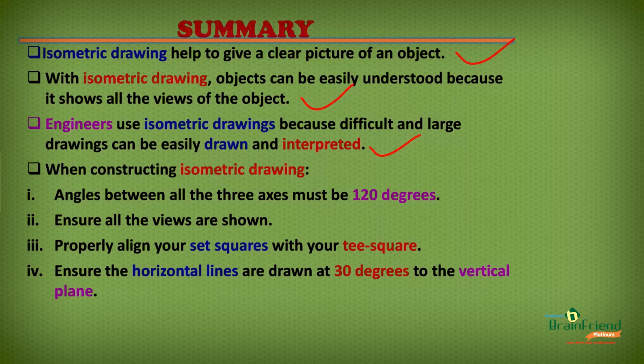1. Angles between all the three axes must be 120 degrees. Secondly, ensure all the views are shown. Thirdly, properly align your set squares with your T-square. And lastly, ensure the horizontal lines are drawn at 30 degrees to the vertical plane. So let's go on to test what we've learned so far on isometric drawing with few questions.